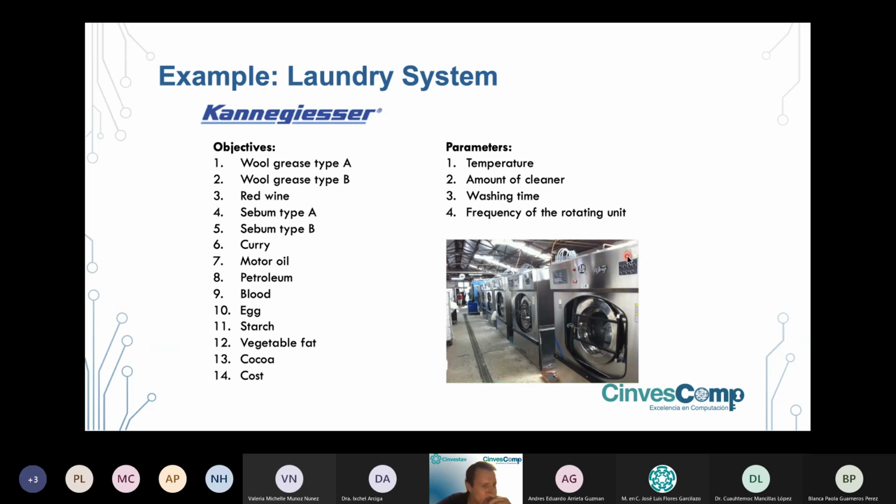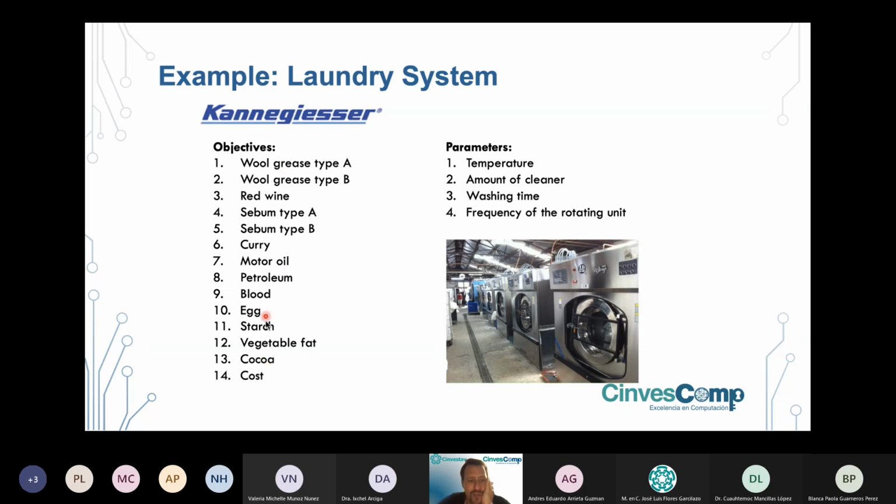So they have washing machines, and these washing machines have to be good, of course. And they have to be good, and sorry, I don't know all the details, but they have to be good according to wool grease type A, or whatever that is. They have to be good according to wool grease type B. Red wine, the motor oil, extra, cocoa, right? So 13 different objectives. Maybe they're related, I have no idea, right? So I think starch and cocoa, are they related? Ask a chemist, not me, right? So I have no idea. So for me, they are 13 different objectives.